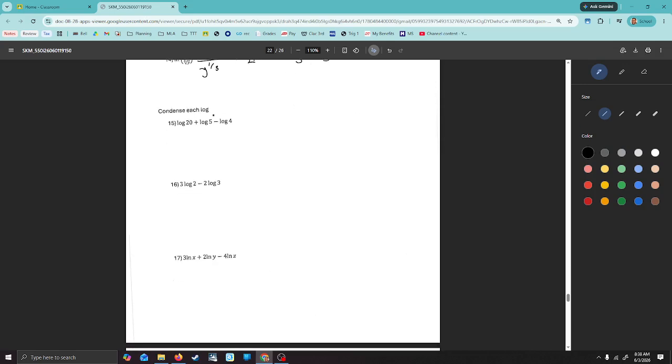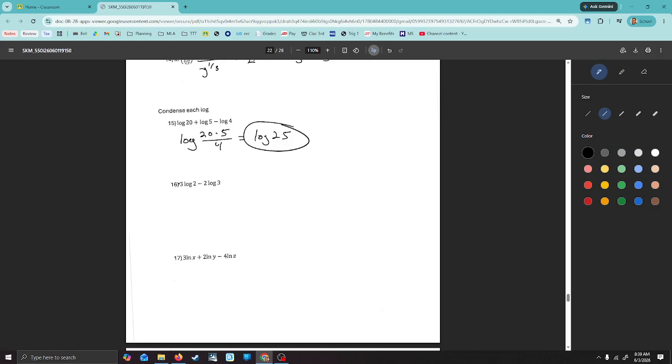Over here, condense. So when I condense this, I'm going to combine this. Log plus is multiplication, so 20 times 5, and minus is division, so divided by 4, which will be log 100 over 4, or 25. So log 25. If it's a multiple choice question, it will look like log 25.